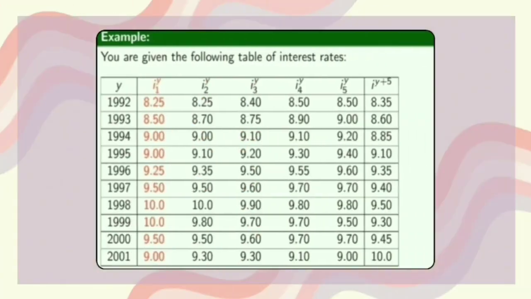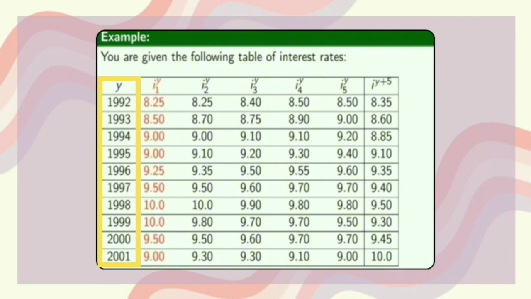So we have this example table. As you can see, you are given the following table of interest rates. So look at the first column, the Y. The Y means the calendar year of investment. And when we say calendar year, it is from January 1 to December 31. So this is the calendar year, like 1992, 1993, 1994, and so on.